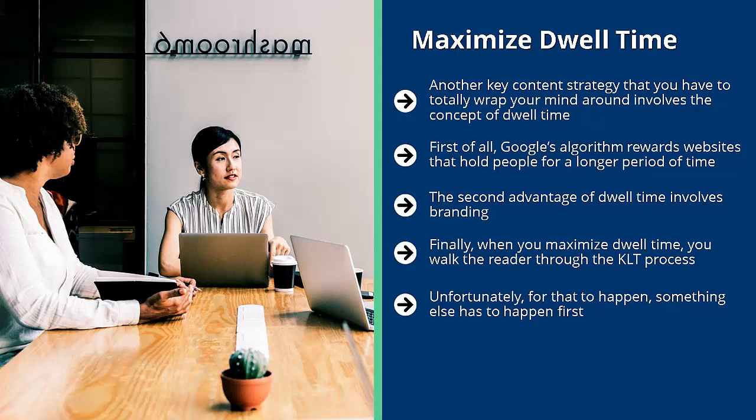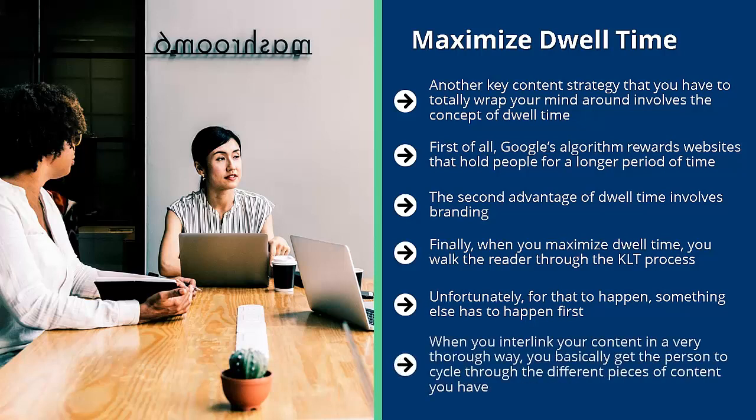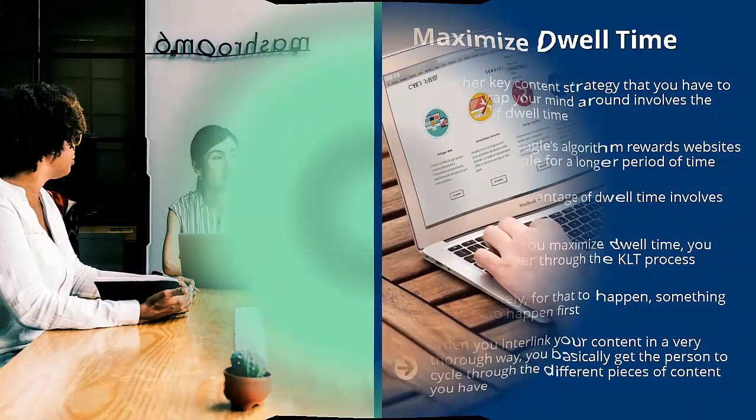Know, like, trust. When you interlink your content in a very thorough way, you basically get the person to cycle through the different pieces of content you have. This gives them a good understanding of your expertise. This builds up enough trust in their minds that there's a good likelihood they may end up on a page that contains ads that would convert them. You increase the chances of this happening if you maximize dwell time.